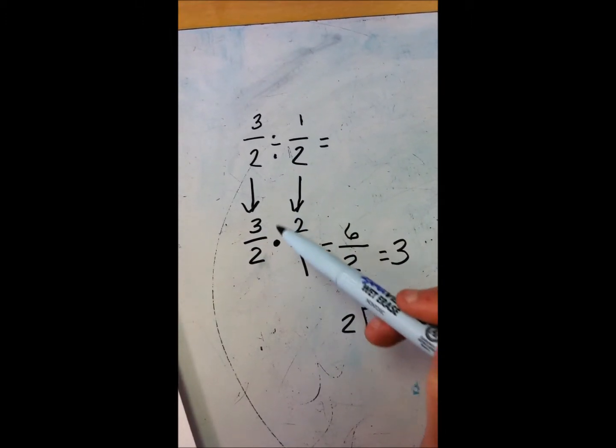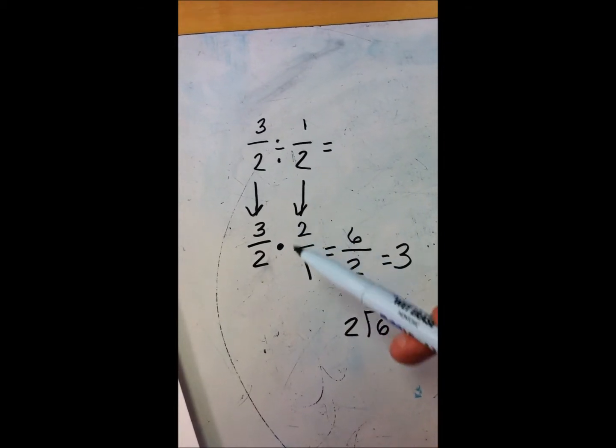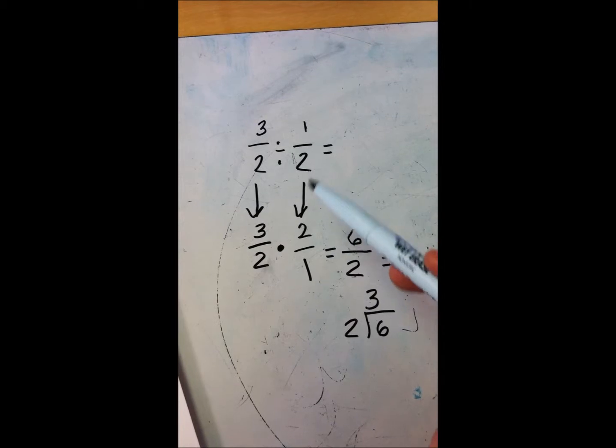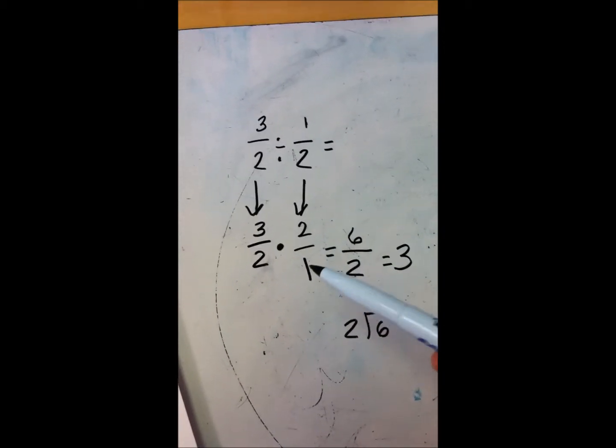Okay, my first fraction stayed the exact same, times my reciprocal. The second fraction is the one you flip. You don't flip the first fraction. You only flip the second fraction. Okay? Let's try one more example.